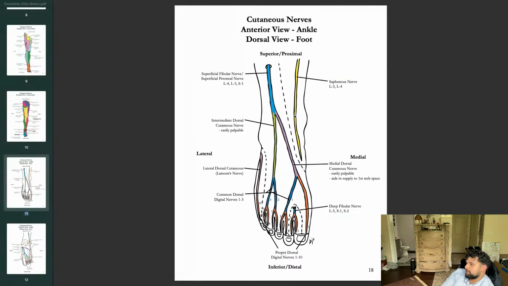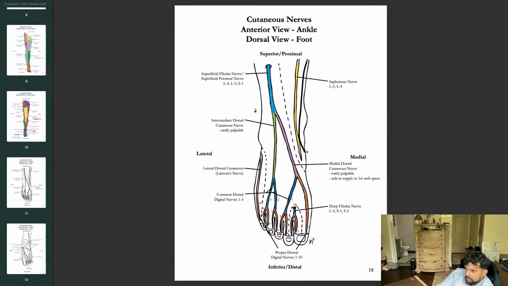Saphenous nerve, as I said, it comes past the medial malleolus along with the great saphenous vein, which travels with that saphenous nerve. And it innervates just the medial arch, medial malleolus, almost to the ball of the foot. Some people say saphenous nerve innervates... who knows? Who knows anything?